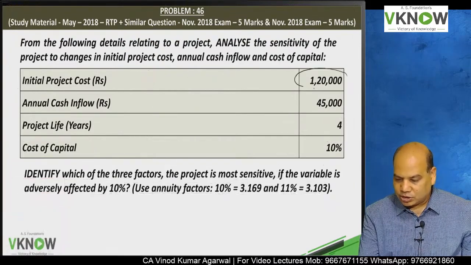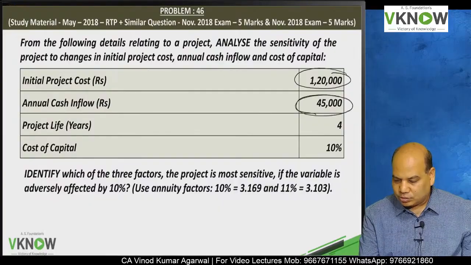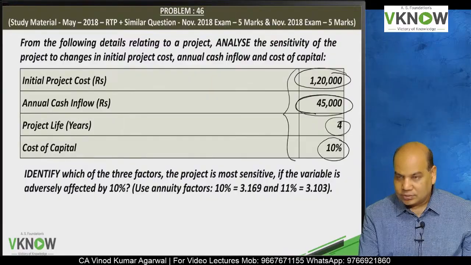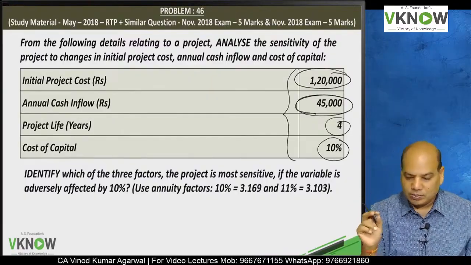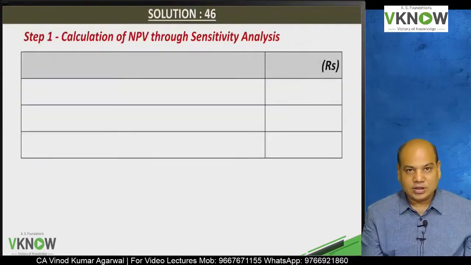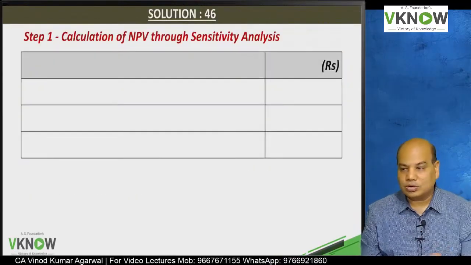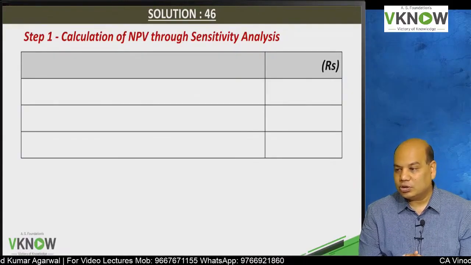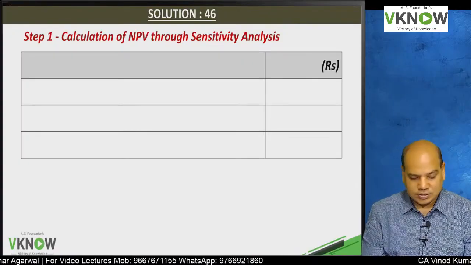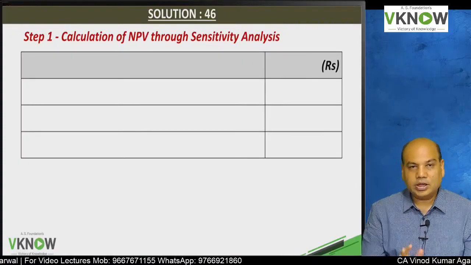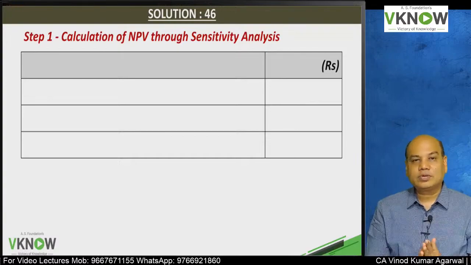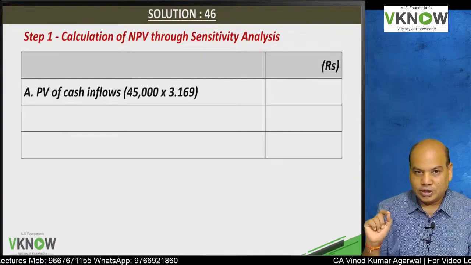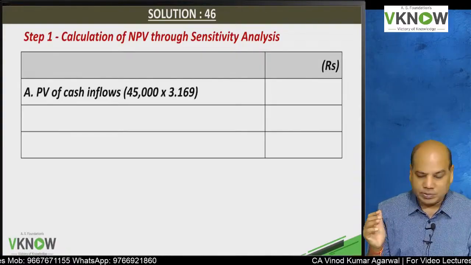You have an initial project cost, annual cash flow, life, and cost of capital. Using this data, first we'll compute NPV, then we will compare change in NPV. So write down in the notebook, step 1, calculation of NPV through sensitivity analysis. Writing in the notebook in your own handwriting is more important than just reading the answer. If you write it, you will remember and understand it for a longer period.